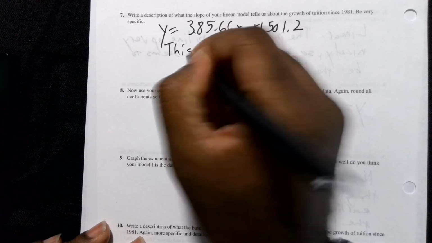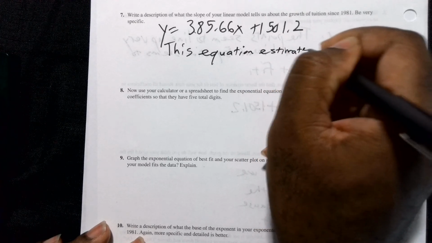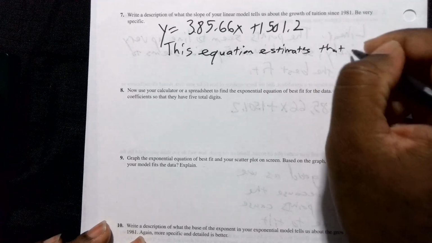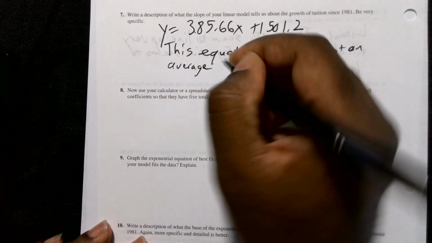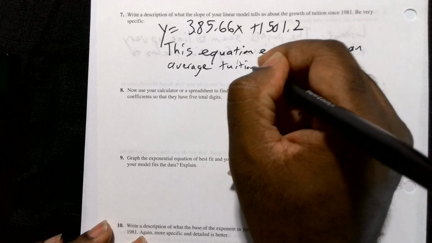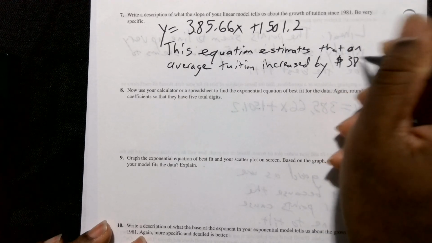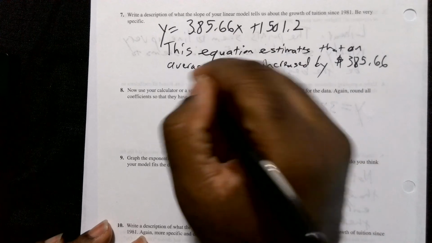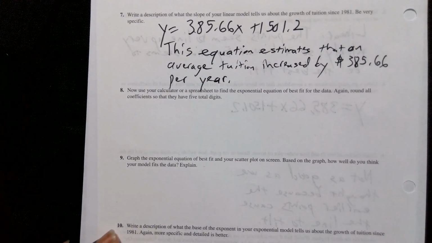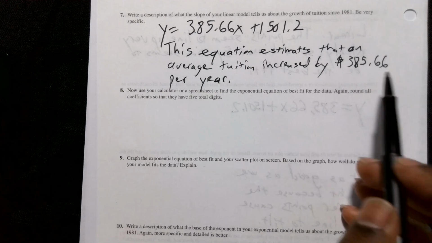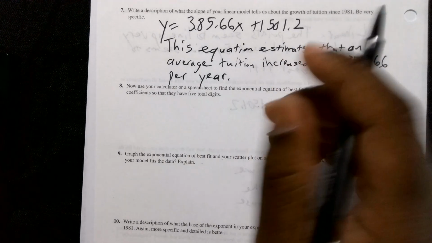So this equation estimates that on average tuition increased by $385.66 per year. So our slope is 385.66. So it tells us that our tuition increased by $385.66 per year. And we are done.